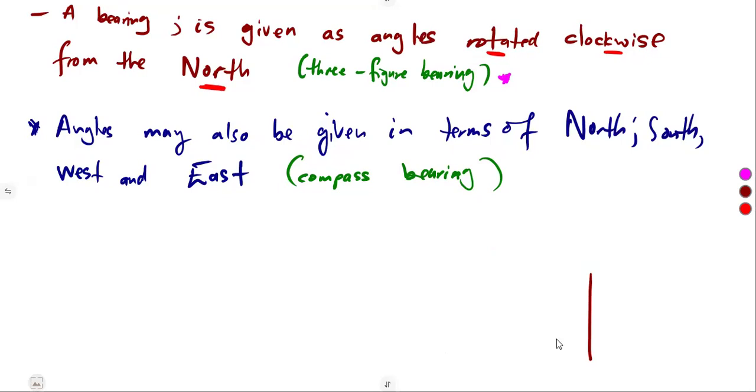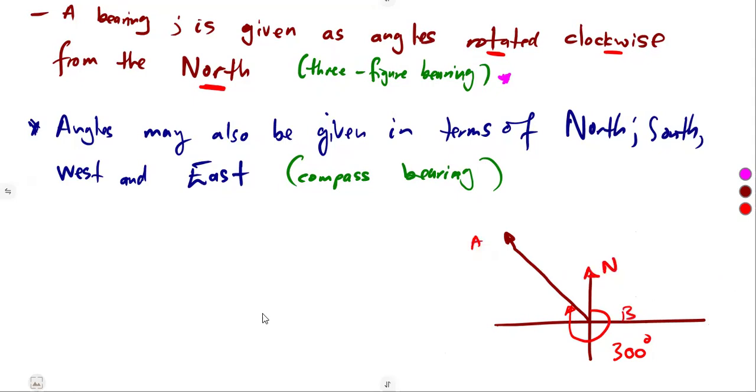The bearing of A from B is 300 degrees as we had before. We saw that the 300 degrees was going to be in this quadrant like this. It was 300 degrees as a basic three-figure bearing. The bearing of A from B. It was 300 degrees. What about as we consider in terms of the poles, in terms of north, south, west, east, as a compass bearing, the bearing of A from B is going to be what?